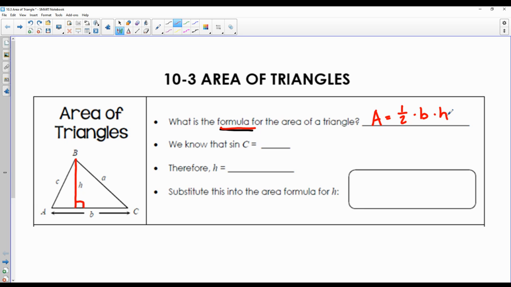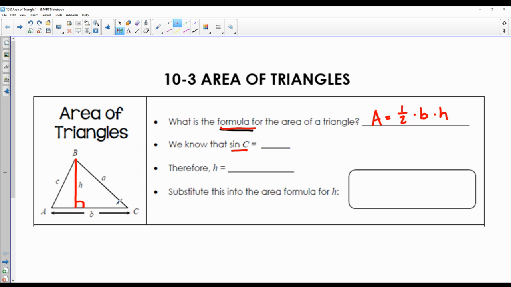Now, not all triangles are going to give you the height. Sometimes you just know two sides of a triangle, and one of them is not the height. So we can derive a formula that will help us using the sine of angle C. Here's angle C right here.